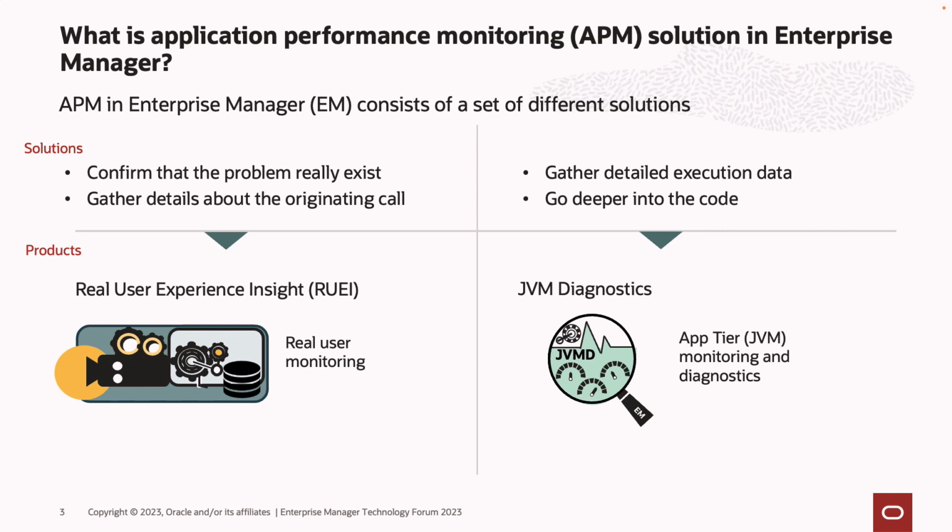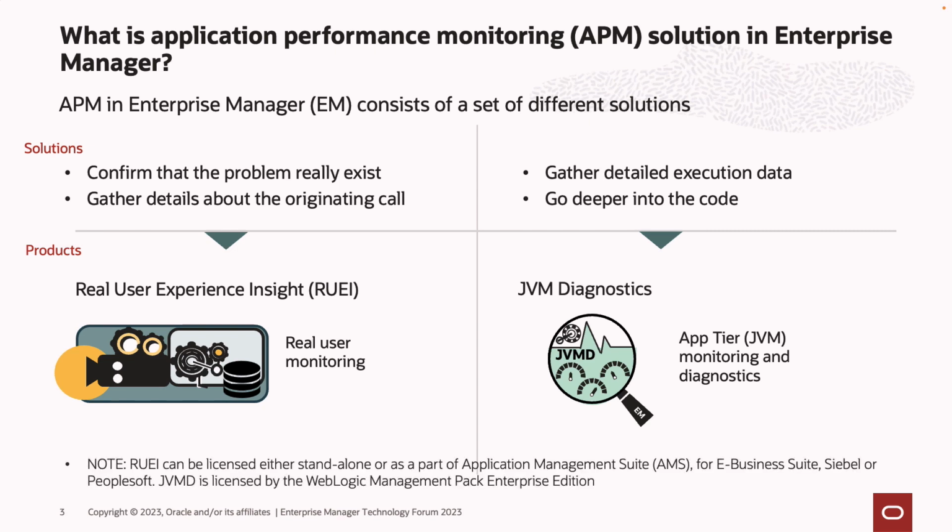This collaboration becomes especially useful when identifying the root cause of the performance issue. By linking the problematic session that RUEI found with its underlying JVM information, you can narrow down the execution data to the request, method, or even line number in the Java code.